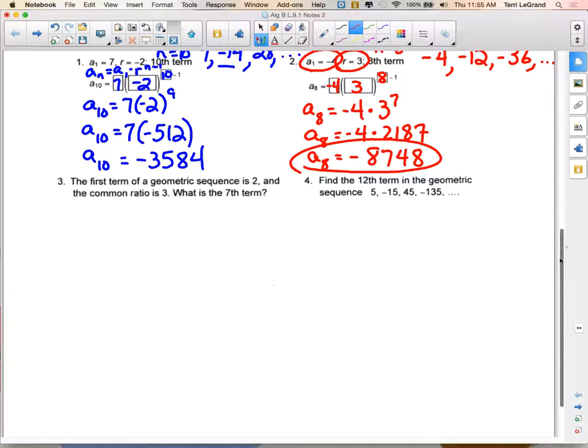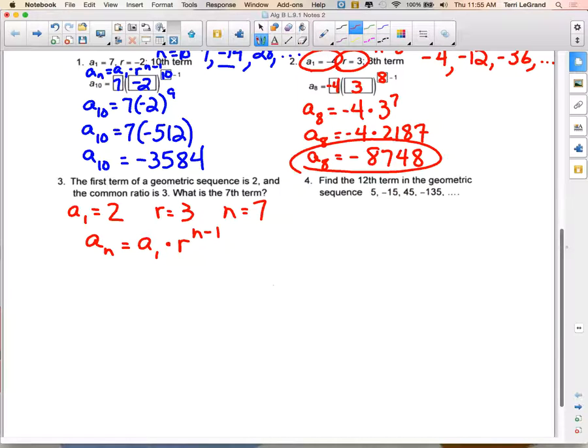N. Okay, so let's go right here with number 3. The first term of a geometric sequence is 2, and the common ratio is 3. And what is the 7th term? So we need a sub 1, we need R, we need N. What's a sub 1? 2. What's R? 3. And N? 7.